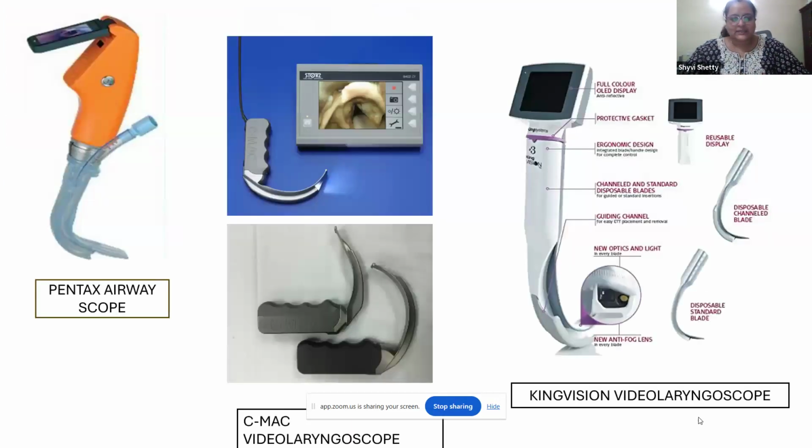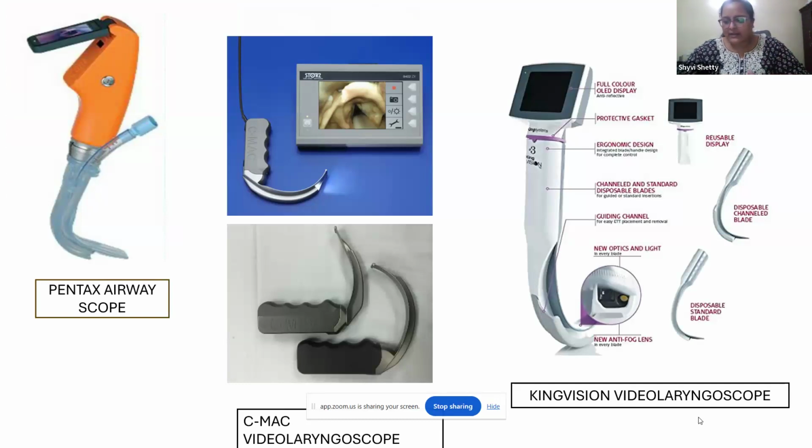Coming to the Pentax airway scope, if you see here, there is already a blade which has a channel for suction or oxygenation. Also, the ET tube is already channeled in the video laryngoscope here. It provides a good view of the glottis and the adjacent structures. Also, it has a 2.4-inch LCD monitor built into it.